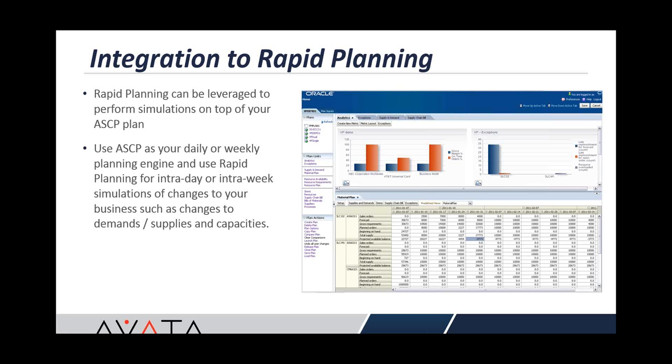And based on your findings in rapid planning, you can do one of 2 things. You can release those recommendations to ASCP, to EBS directly, or you can just integrate that rapid plan result back to ASCP, so your subsequent ASCP plan factors in the changes that you've simulated in rapid planning. So it's a pretty powerful full cycle what if scenario capability with rapid planning on top of ASCP.